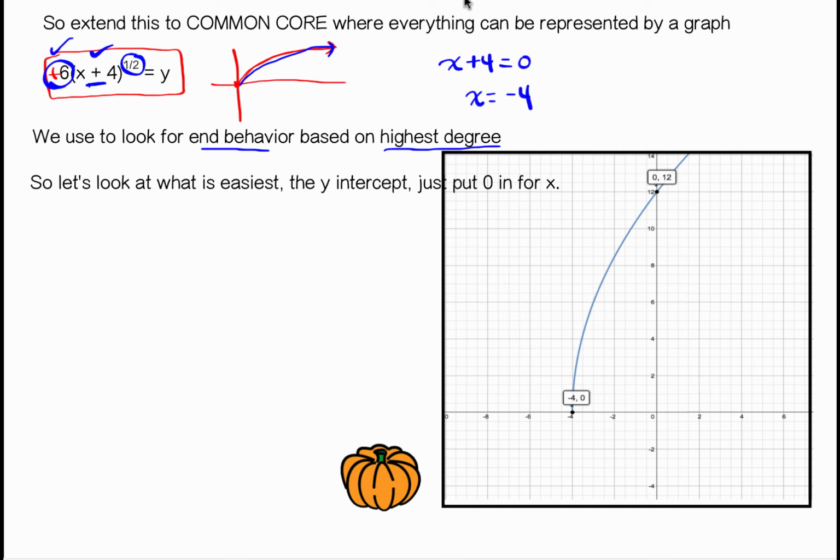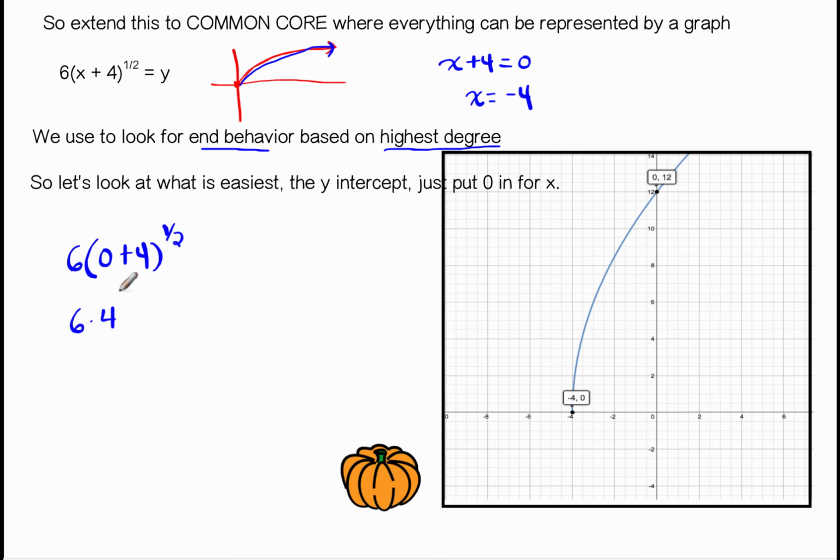Well, that's the easy part. If it intercepts the y-axis, we simply put in 0 for x. So 6 times 0 plus 4 raised to the 1/2 power. 6 times 4 to the 1/2 power. We have to do our exponents first, so that's 2. So it intercepts the y-axis at 12. Because when I put 0 in for x, I got 12 out as an answer.